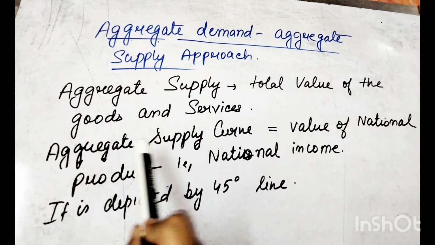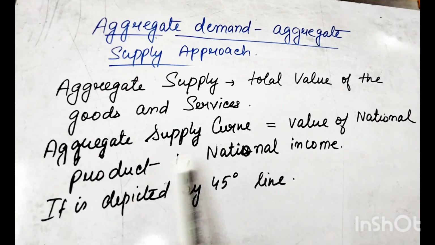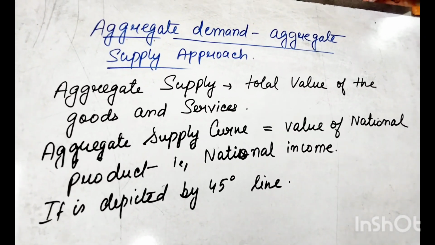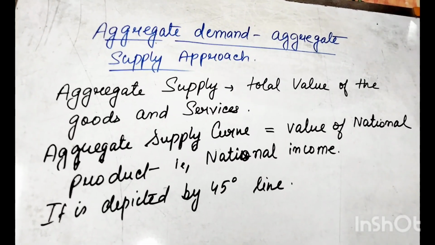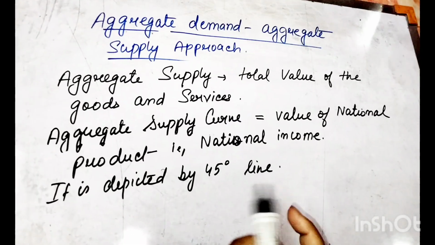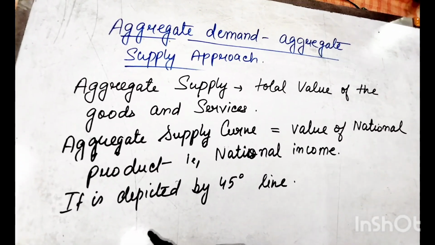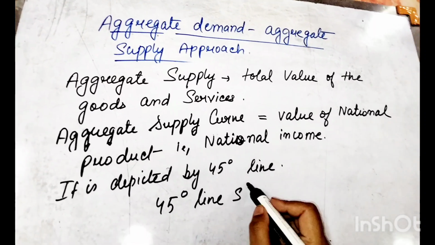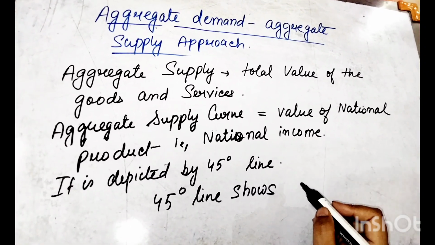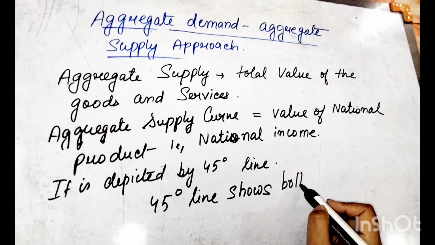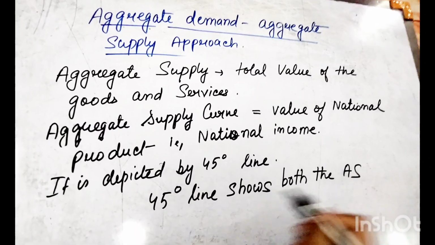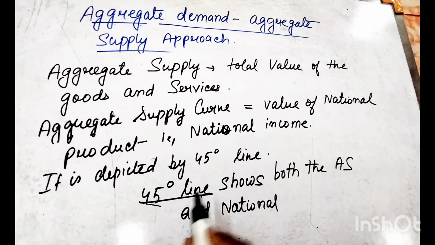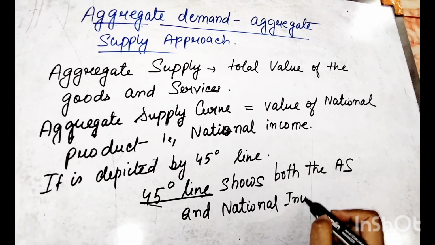And what is this aggregate supply curve? The aggregate supply curve is equal to the value of the national product, that is the national income, and this is indicated by the 45-degree line. This 45-degree line is from the origin. This 45-degree line shows both the aggregate supply and national income.